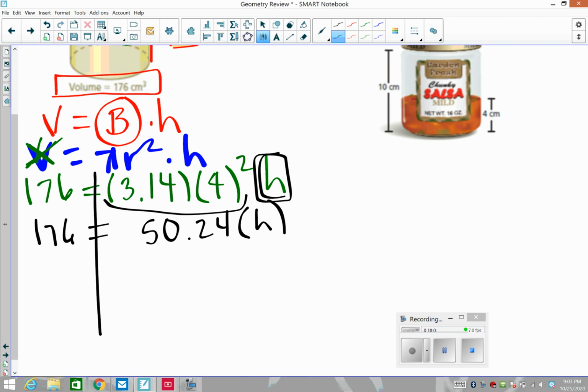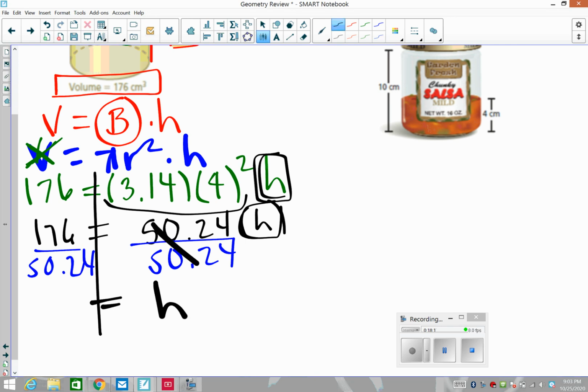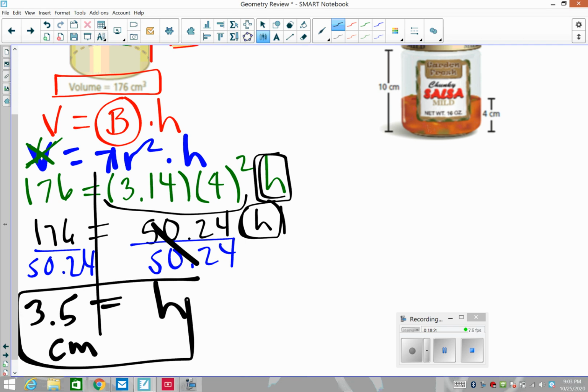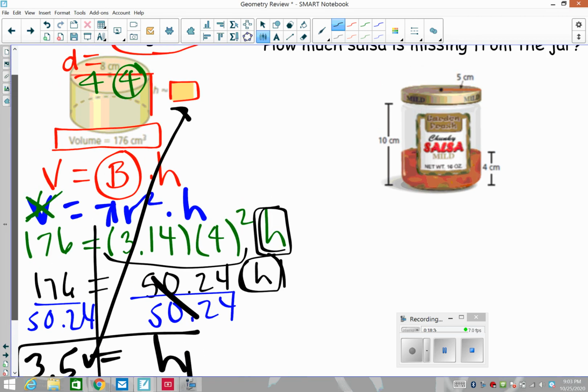So then the last step, of course, is to isolate the h, which we've done a million times. So we're going to divide both sides by 50.24. Copy, paste, copy, paste. So we end up with that h is equal to 176 divided by 50.24 is 3.5 centimeters. So the height is equal to 3.5 centimeters. So that is how we would work backwards.